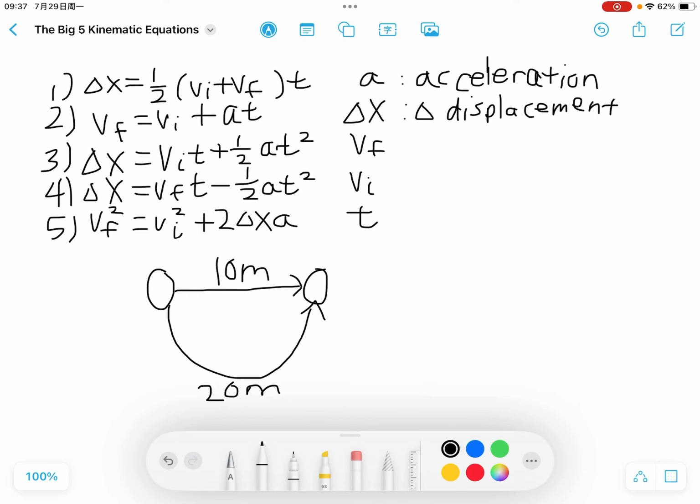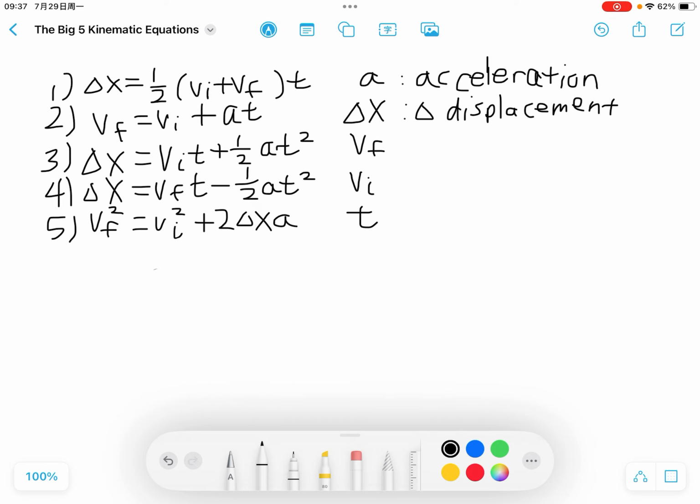It's still 10 meters because my football ended up in this position, and this position here is still 10 meters away from my original position. The 20 meters here of my path is the distance. The distance is basically the area of ground that my object covers when moving. The displacement is the distance of my object from its original position. The delta x is going to be the change in displacement.